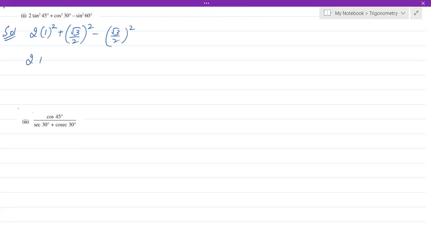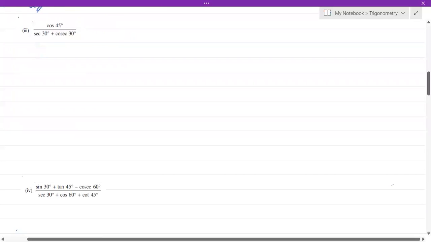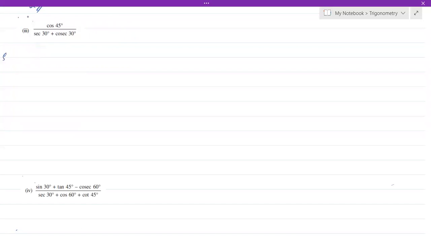So 2, 1 square is 1, plus root 3 square is 3, 2 square is 4, minus root 3 square is 3, 2 square is 4. If you observe, plus 3 by 4 minus 3 by 4 gets cancelled. So we'll be left with 2 into 1 is 2. That will be the final answer. These are very, very easy problems. All you have to do is just remember the values. Okay. Let's get into the next one.